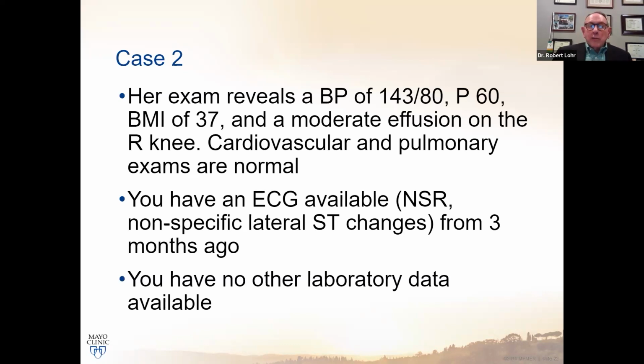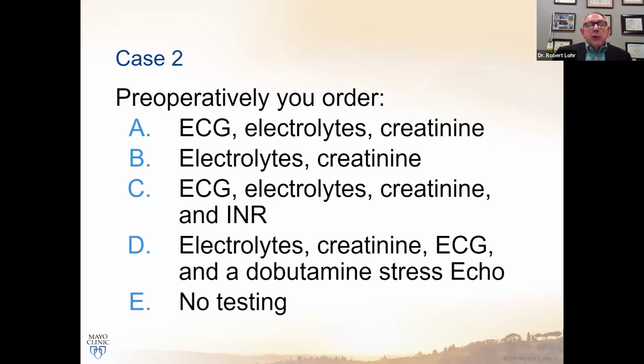Her BMI is elevated, and she has an effusion of the right knee. Heart and lung exams are normal. You have an ECG, which has some nonspecific changes from 3 months ago, and no other laboratory data available. So what would we do for this patient?